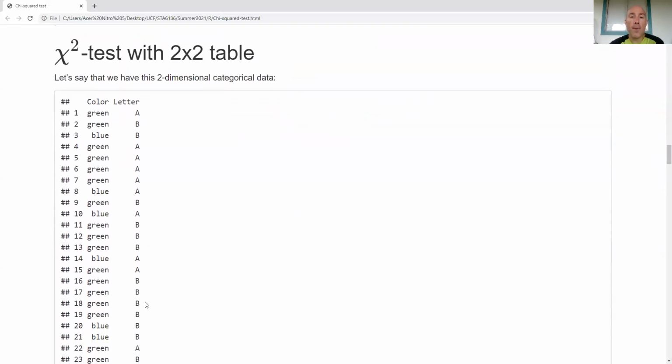All right, so now let's kick it up a notch. Let's say now I've got two categorical vectors. They're coming in paired. And so I want to know, are these two categorical vectors independent of each other? Do I have the same distribution throughout?